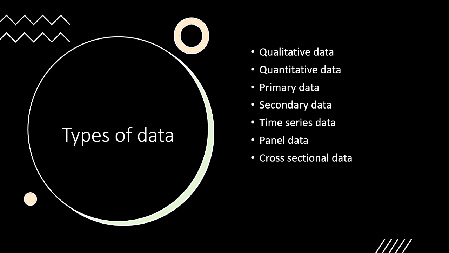In our today lecture, we are going to discuss what the different types of data are. We will discuss qualitative data, quantitative data, primary data, secondary data, time series data, panel data and cross-sectional data. So now let's discuss each of them one by one.